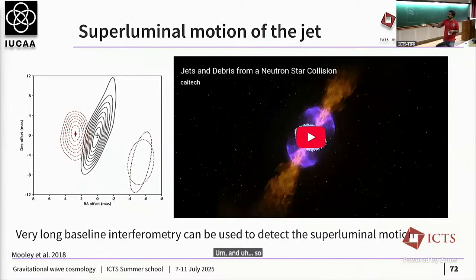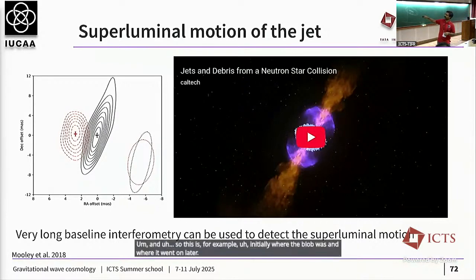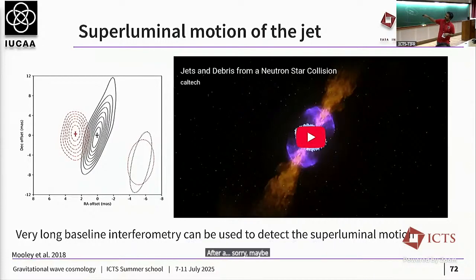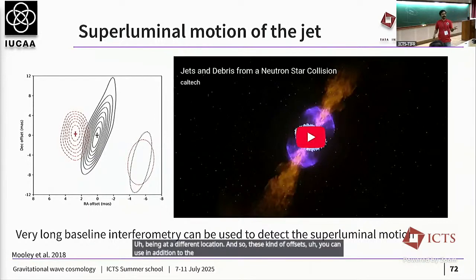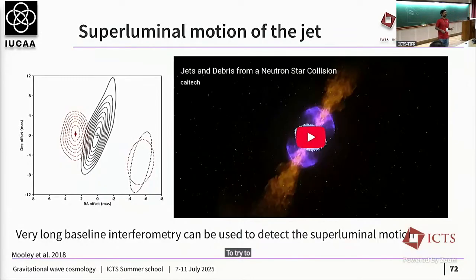So this is, for example, initially where the blob was and where it went later. Sorry, maybe here it was initially and then it went on to being at a different location. These kinds of offsets you can use, in addition to the light curves, to try to model what the jet inclination is.